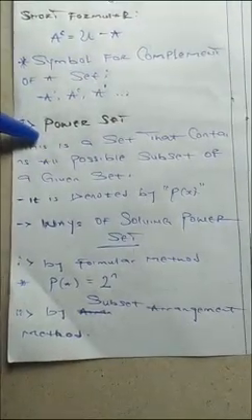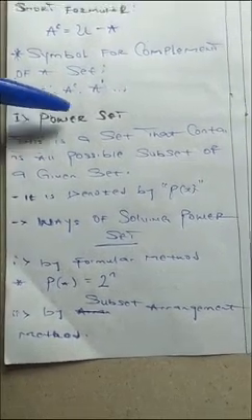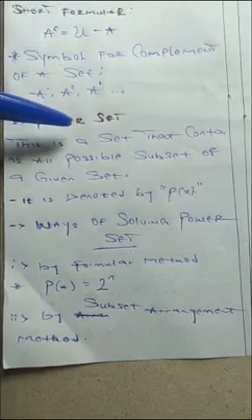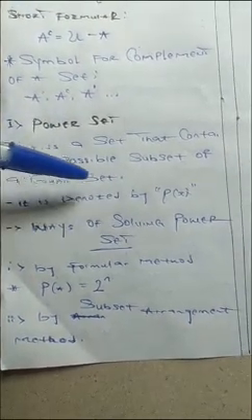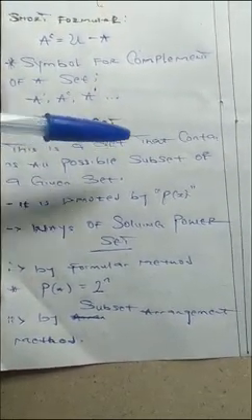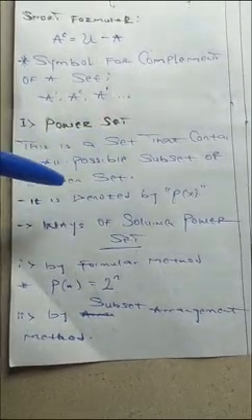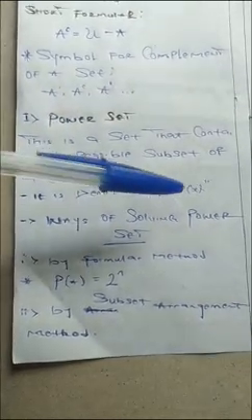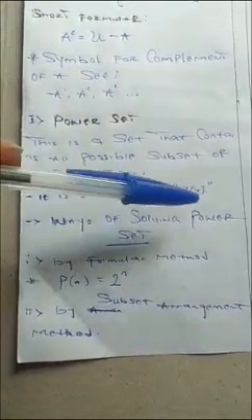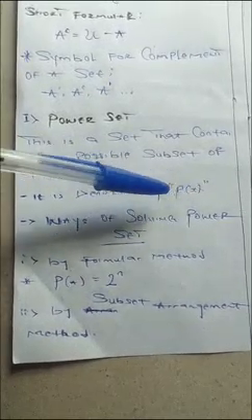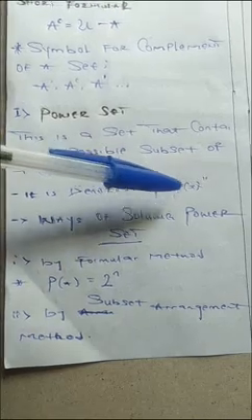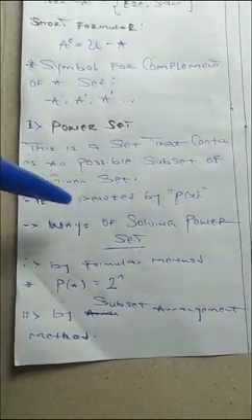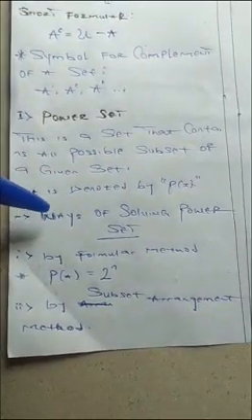Alright, power set. We said that a power set is a set that contains all possible subsets of a given set. An example: the power set is denoted by P(X). If you are looking for the power set of X, you have P(X). And we say we have two ways of getting the power set.